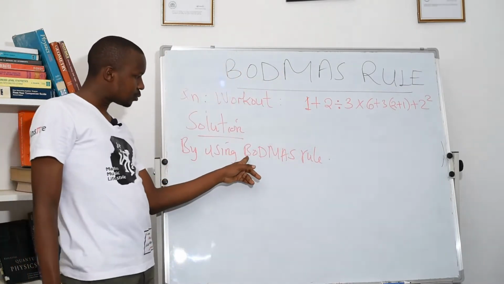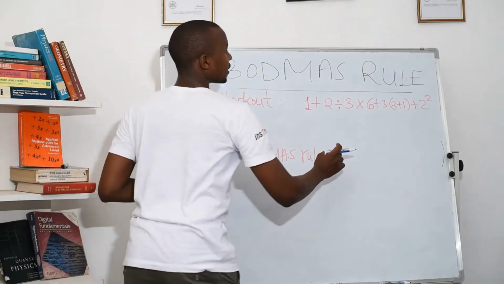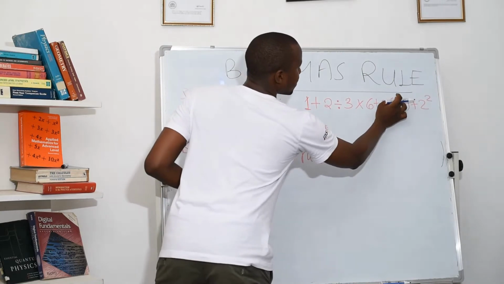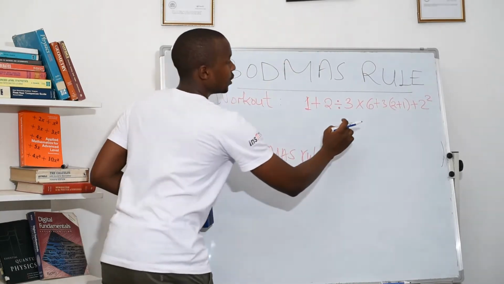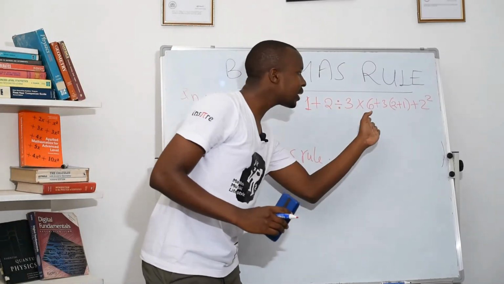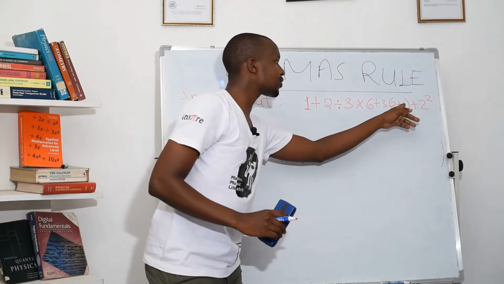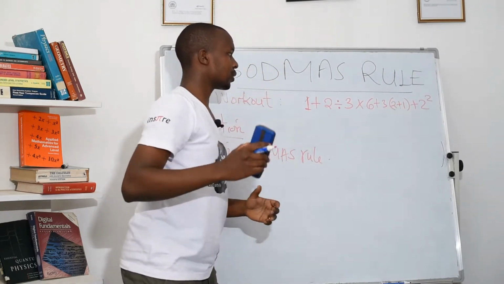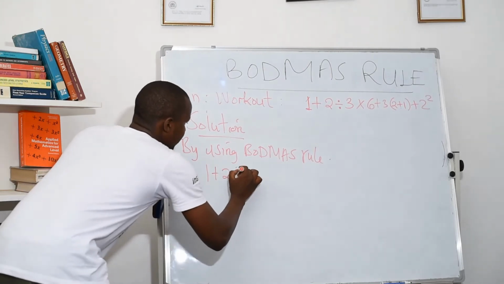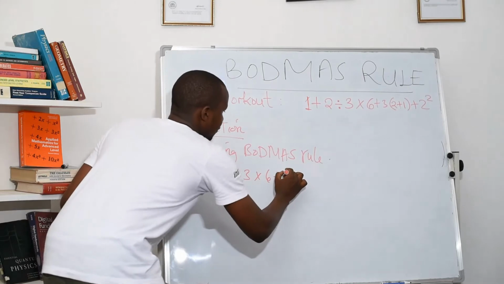But where do we start? We start by opening the brackets. We look for where the bracket is. It is here. To open it, we have to first simplify what is inside the bracket. Here we have 2 plus 1. So we simplify by operating: we add. 2 plus 1, we get 3. So we write 1 plus 2 divided by 3 times 60 plus 3.